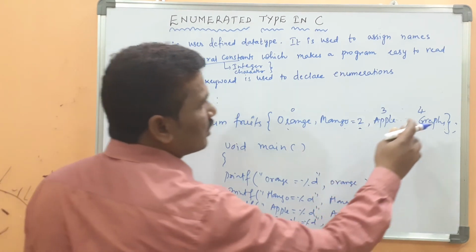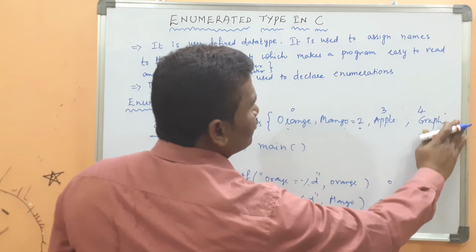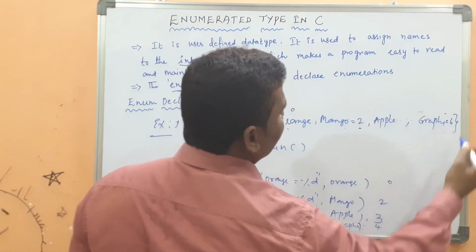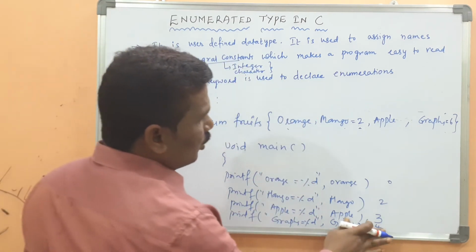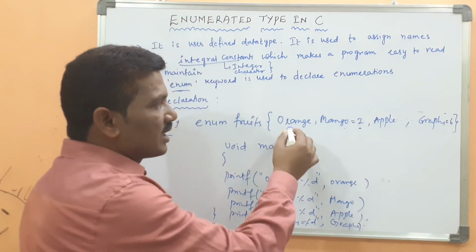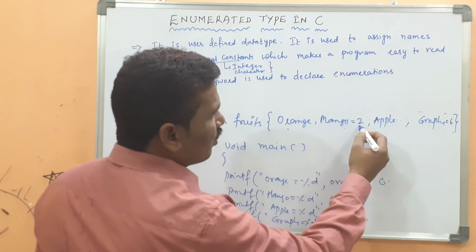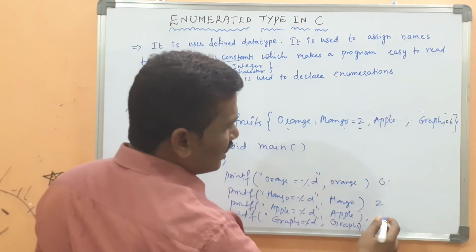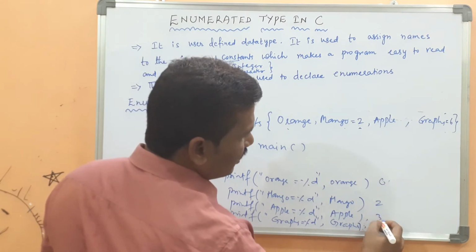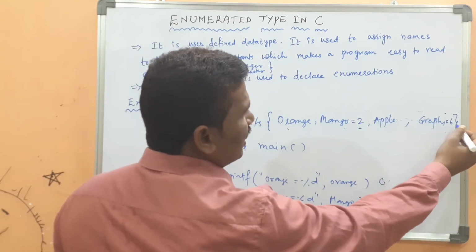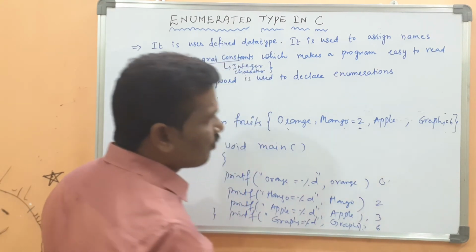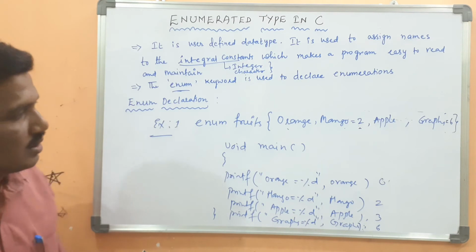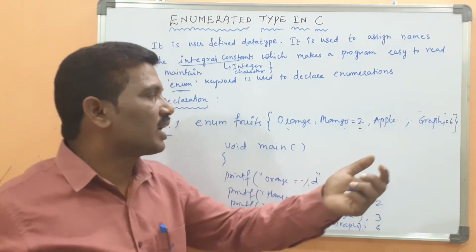For example, suppose grapes is 6. Here, what is the output we get? The orange value is the default value 0. Mango is initialized to 2. Apple is not initialized, so its value gets incremented by 1, which is 3. The grapes value is initialized to 6, so 6 will be displayed. Got my point? This is how we can initialize.